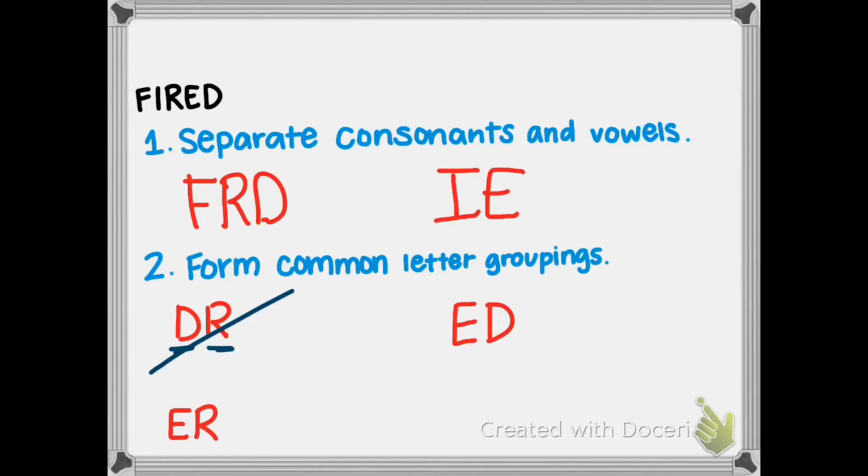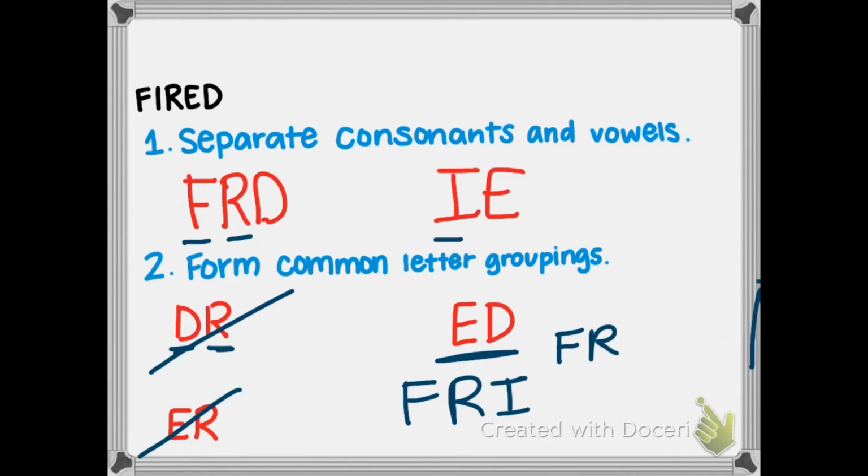So if I have E and R, is there a word that I can form where E and R are next to each other? And after trying, I find that that doesn't make sense either. So now let's try E and D. If I have E and D, I'm left with F, R, and I. And if I join these letters, they actually make a real word, fried. So that's how we solved this anagram.